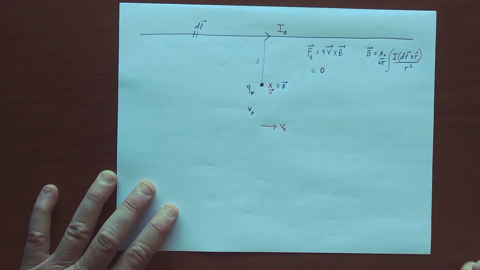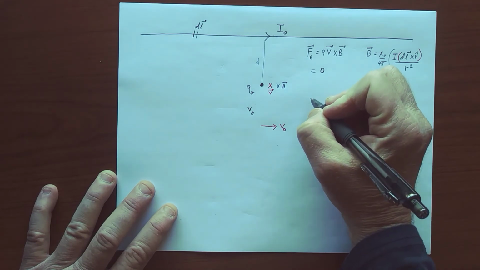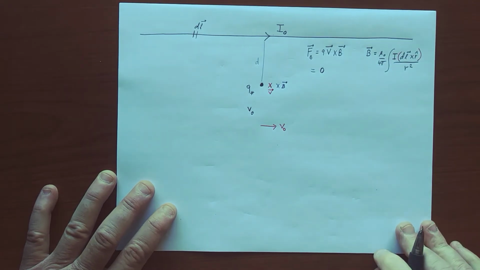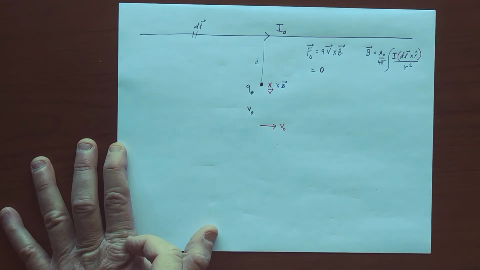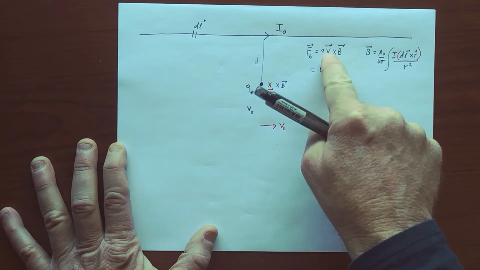So we need to find the magnitude of the magnetic field. The first thing to notice is that we don't have coordinates here, so let's find the magnitude separately and then separately point out the direction. But the direction of the force will have to be the result of the cross product between V and B.